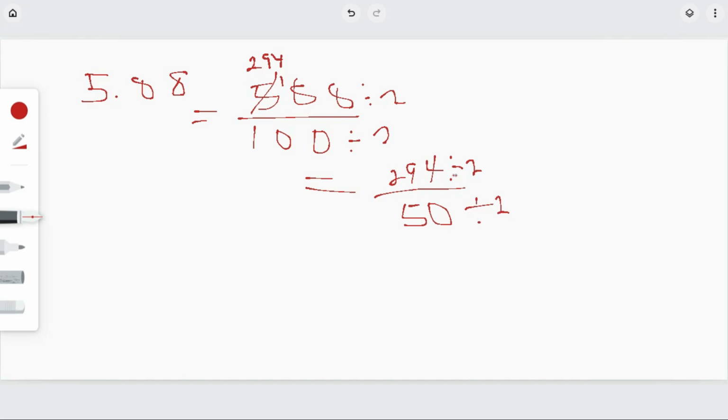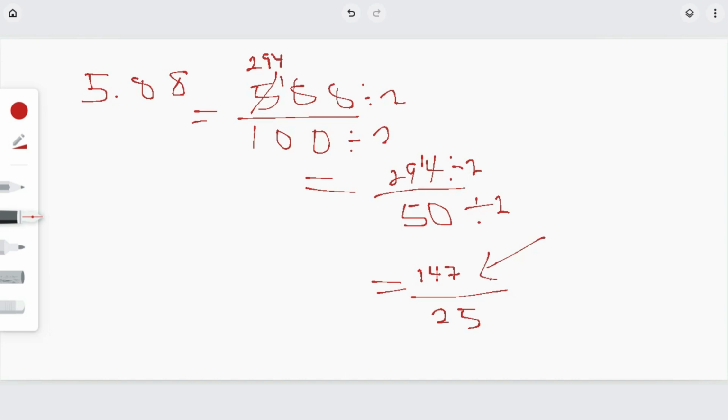So 2 in 294 gives 147. In 9 we have 2 times 4, that's 8, remainder 1. And in 14 we have 7. You can easily just divide by 2 for 294 here. So in 50 we have 25. Now nothing can go, and we have the bigger number here as the denominator.